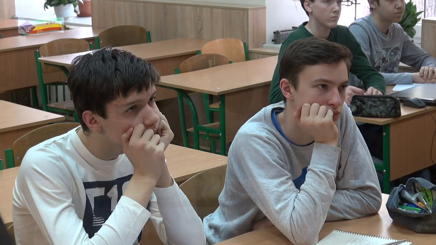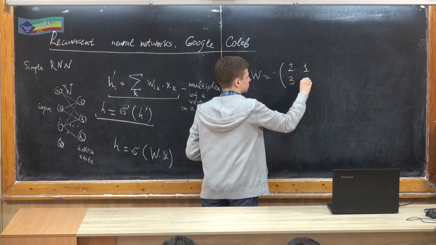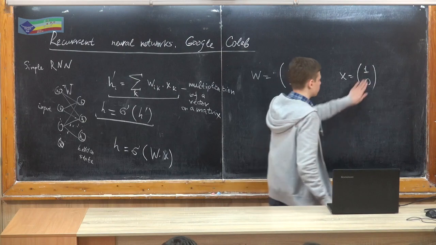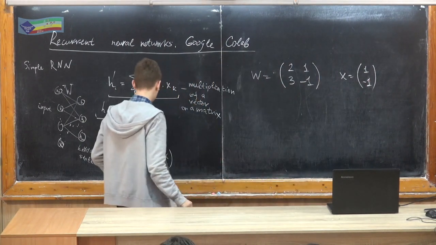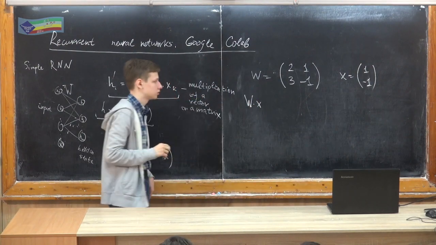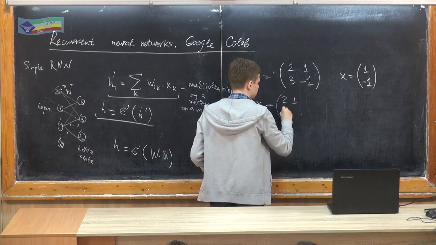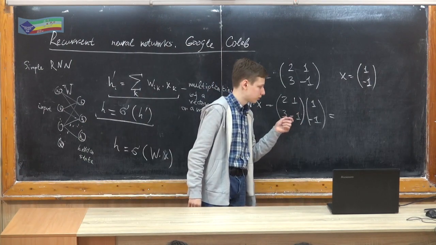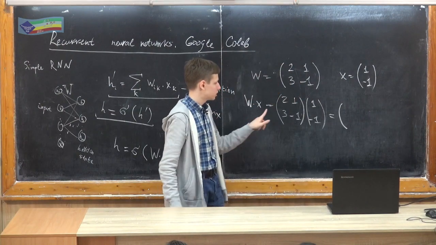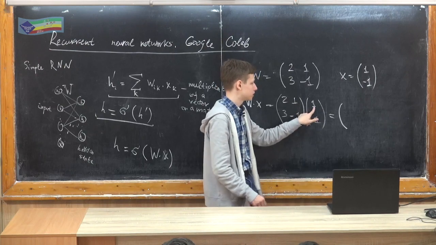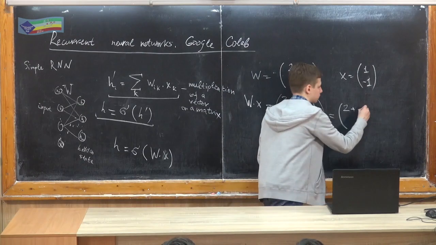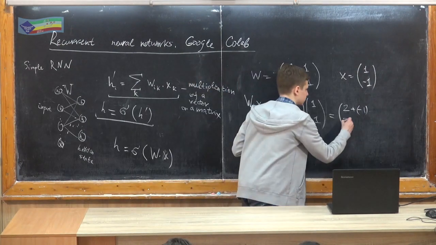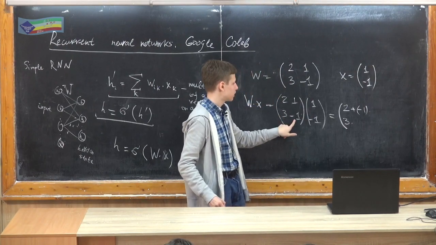So, for example, our matrix is as shown and our input is 1 and 0, for example, or 1 and minus 1. And then if we want to calculate this product of a matrix by a vector, then we can write it like that and begin multiplication. So first, to get the first element of the vector, we need to multiply: 2 by 1 is 2, plus 1 by minus 1 is minus 1. Then we multiply this row by this column, and we get 3 by 1 is 3, and minus 1 by minus 1 is 1.